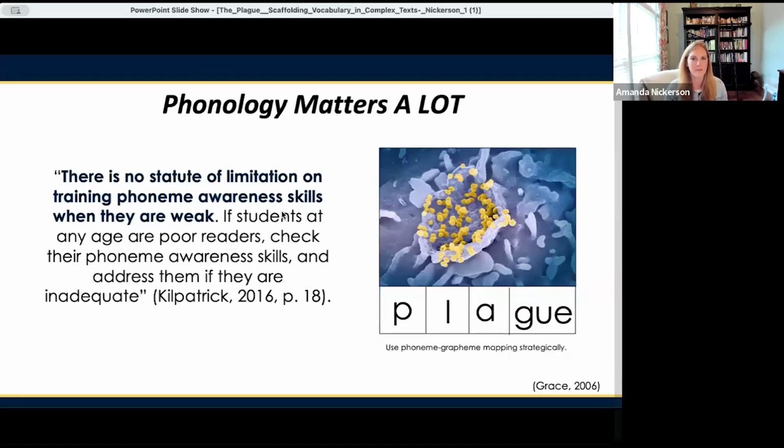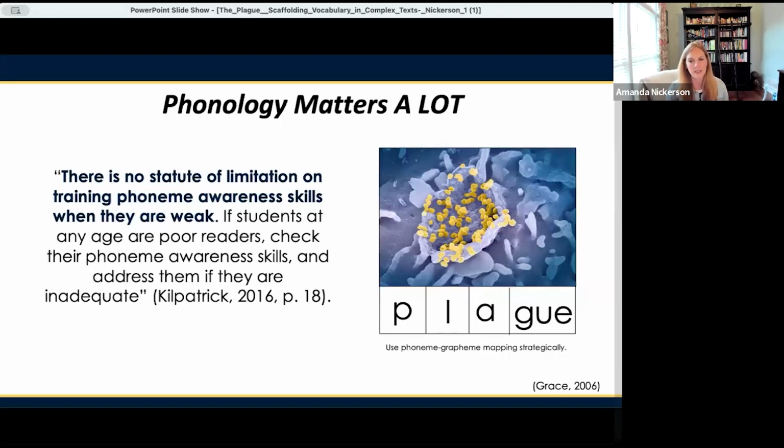We also know that phonology matters a lot, and that there's not a statute of limitation on training phoneme awareness skills if they're weak. At this age, though, we're going to really support that as much as possible within the context of high quality phonics instruction. So you'll see just a quick little nod to that to the side here.